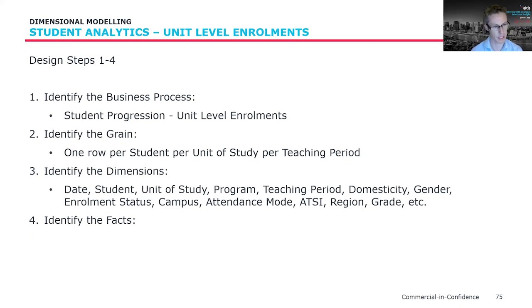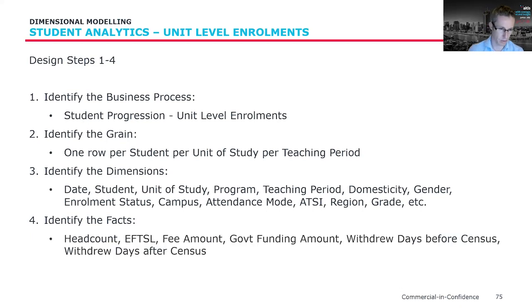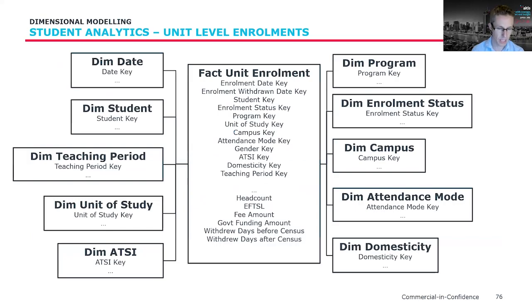The grade dimension would have like every possible permutation of the grading that's available within your institution. And then finally, what sort of facts would we be looking at here? So headcount, FSL would be the most popular common ones, but then we might be interested in understanding the fee amounts, how much of that is government funded. If they withdrew before census, how many days was it before census? If they withdrew after census, how many days that may have been after? And then what that star schema might look like is something a little bit similar to this.